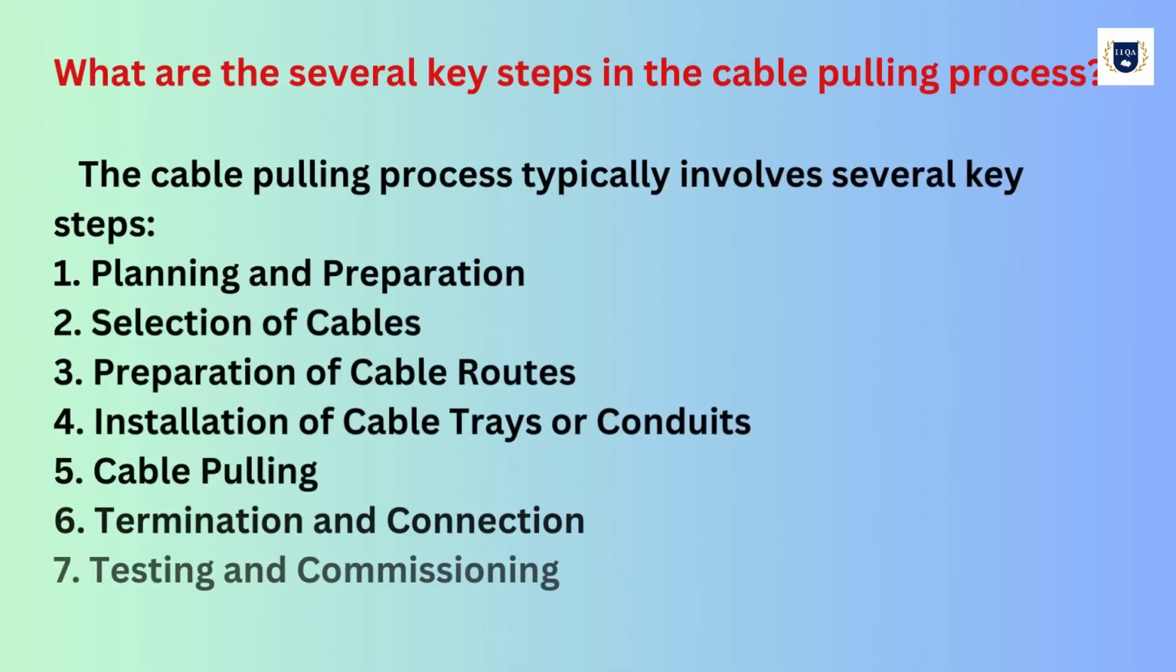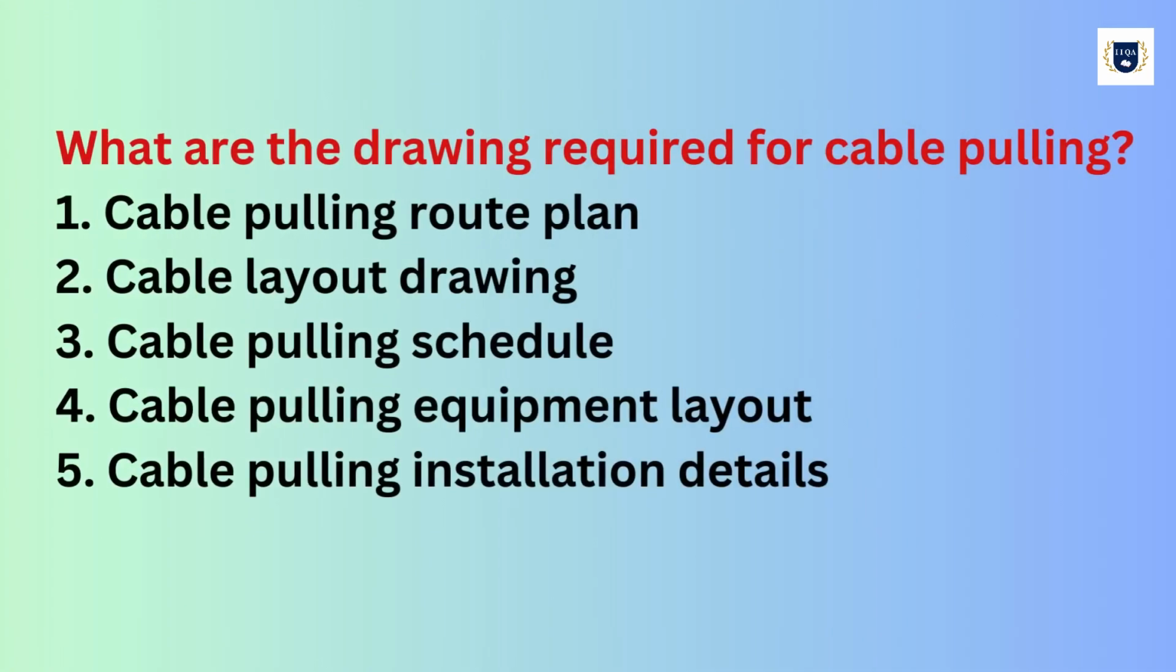What are the several key steps in the cable pulling process? The cable pulling process typically involves several key steps. 1. Planning and preparation. 2. Selection of cables. 3. Preparation of cable routes. 4. Installation of cable trays or conduits. 5. Cable pulling. 6. Termination and connection. 7. Testing and commissioning.